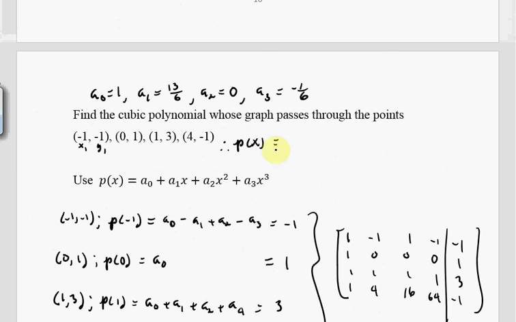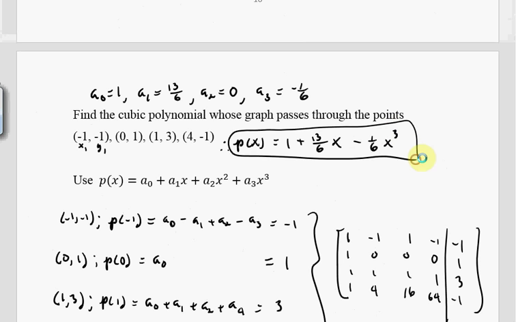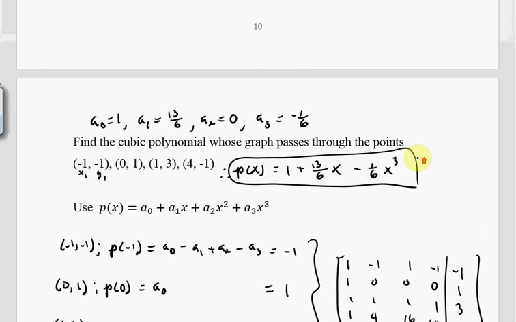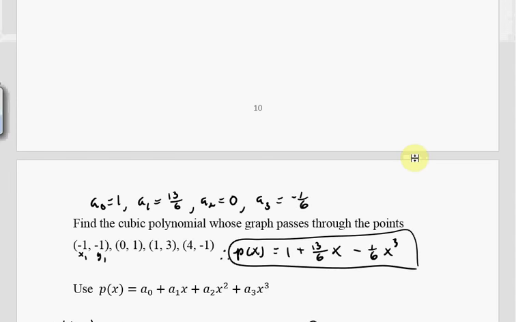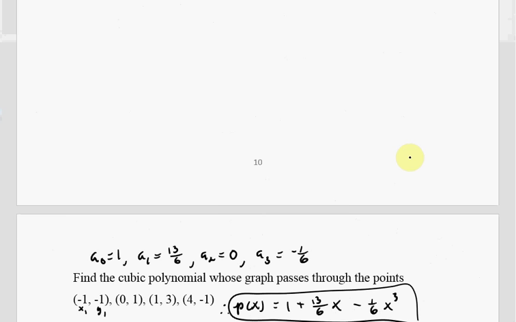A sub naught is 1. A sub 1 is 13 over 6, so plus 13 over 6 times x. A sub 2 is 0, so there's nothing there. Then it's minus 1 over 6 times x to the third. Okay. Now, the one above that is a quadratic one, so the highest term it has is x to the second power. So I have finished 1.9.